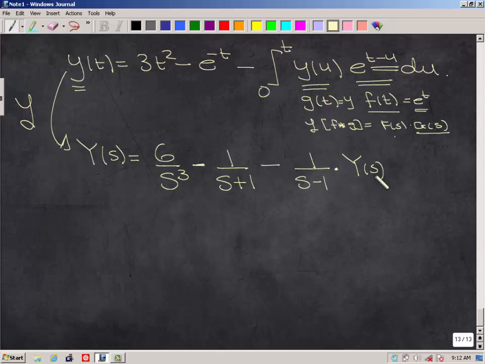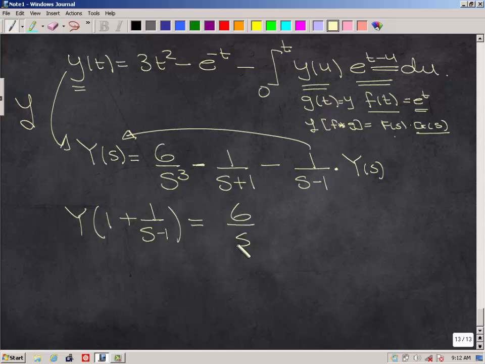So now we want to solve for y, so move the y terms to one side. So we get big Y times (1 plus 1 over s minus 1) is equal to 6 over s cubed minus 1 over s plus 1.